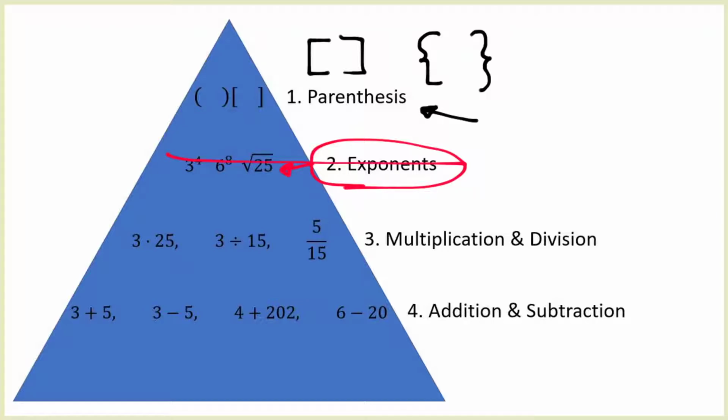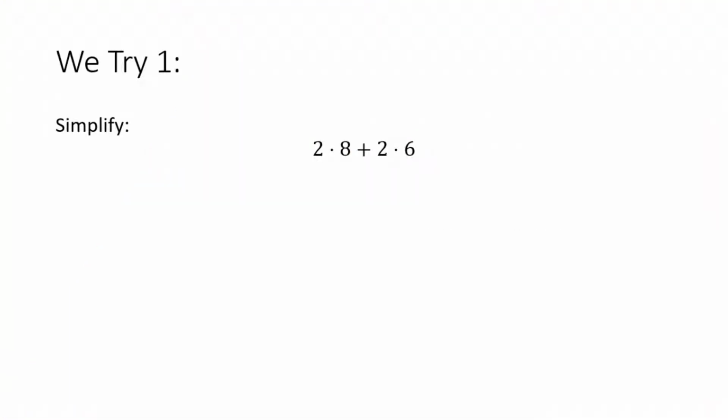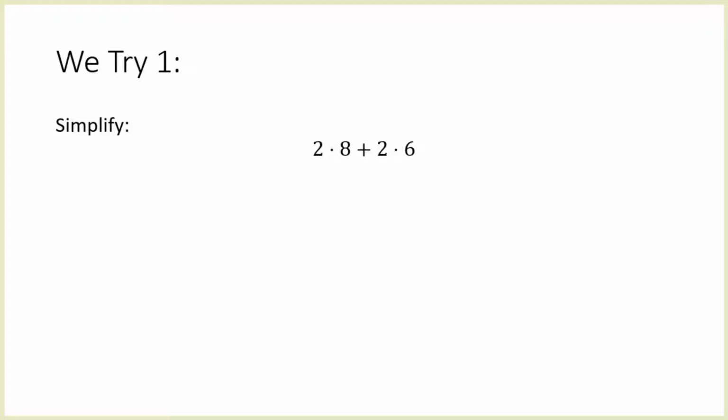Next, we have multiplication and division. This we know how to do, right? We're going to do that third. We're going to do all of our multiplication and division that we can from left to right. Then fourth, we're going to do our addition and subtraction from left to right. As long as we follow this 4-step plan, we will be good to go. So that's what we're going to do. We're going to try this one together.